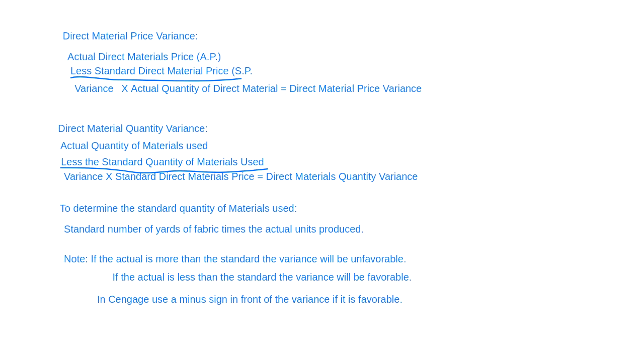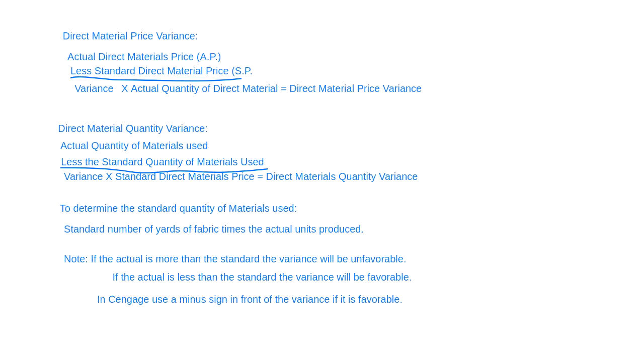If you're determining your quantity variance for direct materials, your actual quantity of materials used less the standard quantity of materials used will give you a variance. If the actual amount is more than the standard amount, the variance is unfavorable, and you would multiply that unfavorable amount by the standard direct materials price, and that will give you the direct materials quantity variance. If the standard quantity of materials used is more than the actual, this will become favorable, and that favorable variance is a negative amount that would be multiplied by the standard direct materials price, which gives your quantity variance.